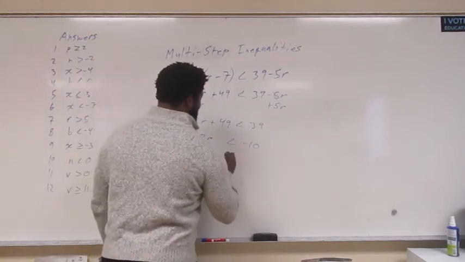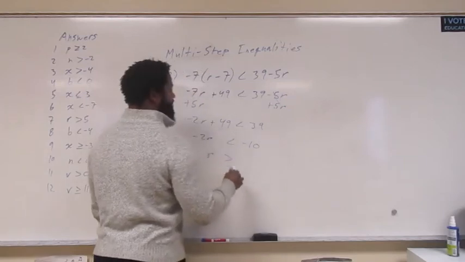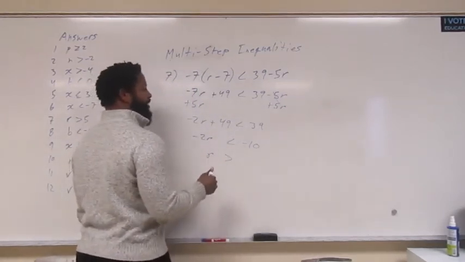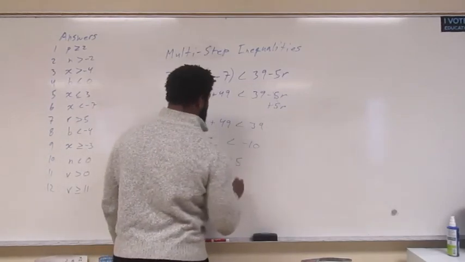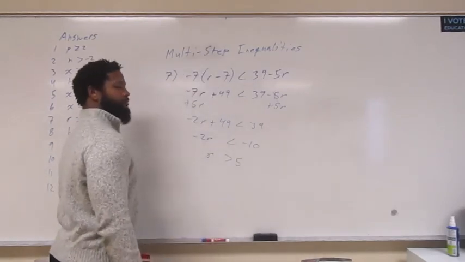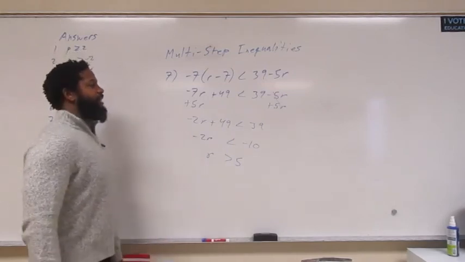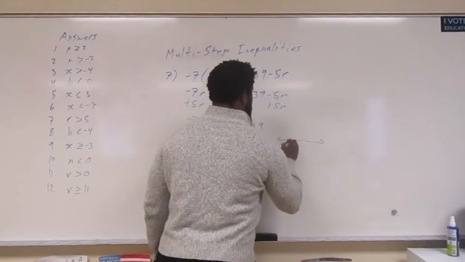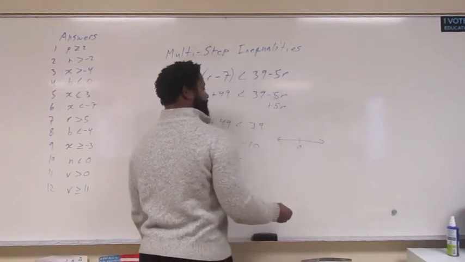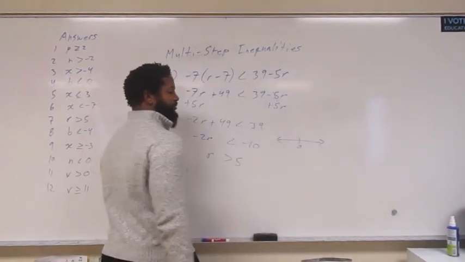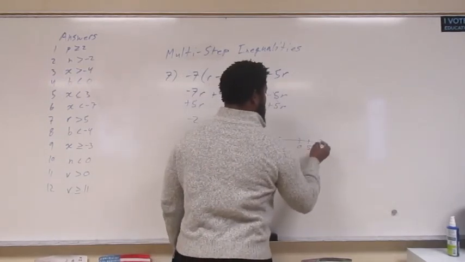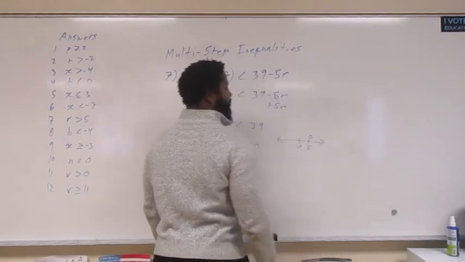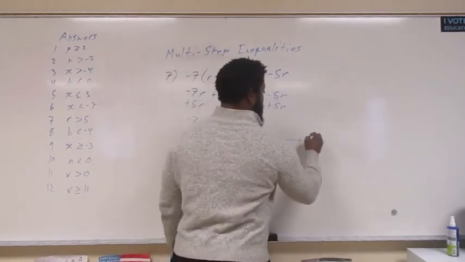R is greater than, what's negative 10 divided by negative 2? 5. What kind of 5? Positive. When we divide, that's what it is. You should know how to graph this. What side of the 5 does the circle go on? What kind of circle is above it? Open. Which way is it going? Right.